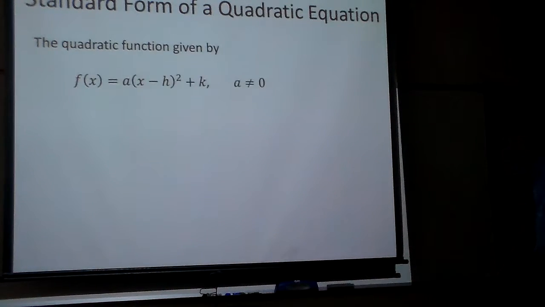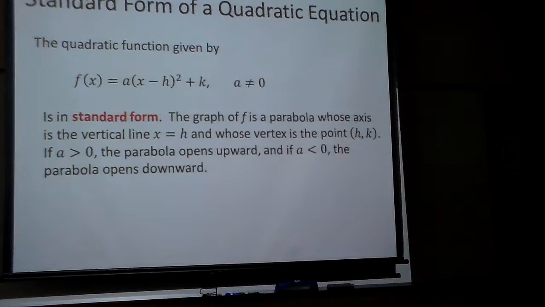So this quadratic function is given like this, provided A is not equal to 0. That's a legal disclaimer, because if A is 0, all you would have is a K. It wouldn't even be a quadratic. Does that make sense? Got to have that lawyer stuff in there.